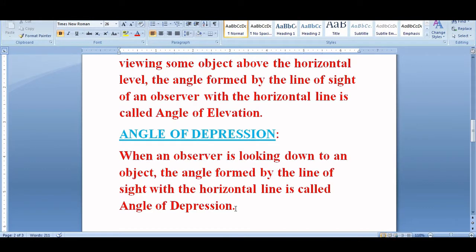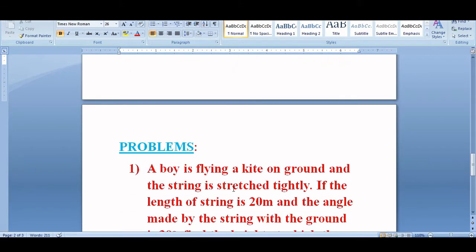Now we have come across all the terminologies regarding this chapter. Now let's solve some problems in order to know how to apply the concept of trigonometry to real life problems.